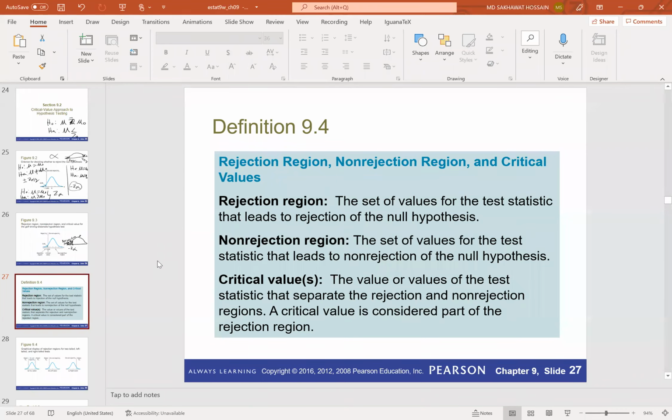Okay, so for hypothesis testing, if you want to use the critical value approach, you need to find the rejection region, non-rejection region, and critical values. So what is the rejection region? The set of values for the test statistic that leads to rejection of the null hypothesis. In a hypothesis test, we have a claim and we want to test that claim, or we want to test a statement which we assume to be true.